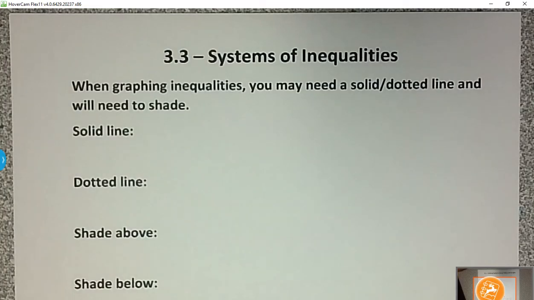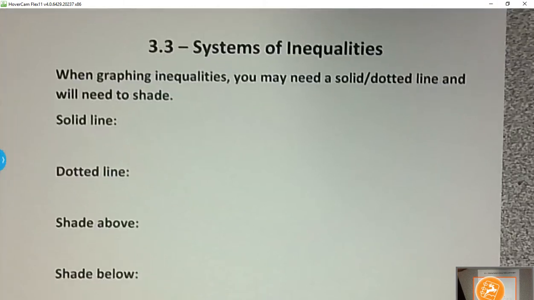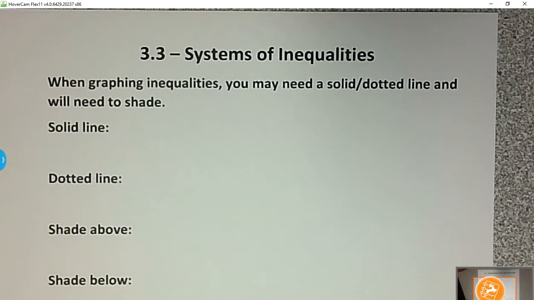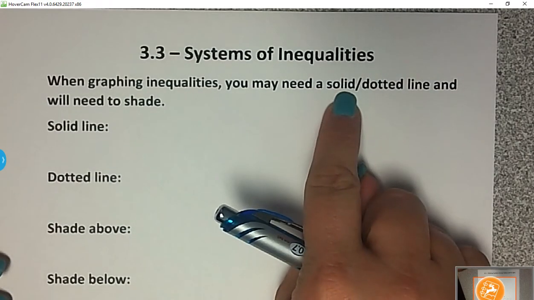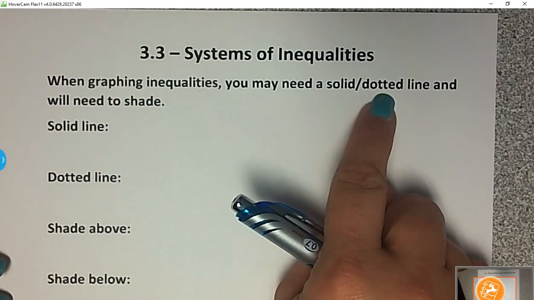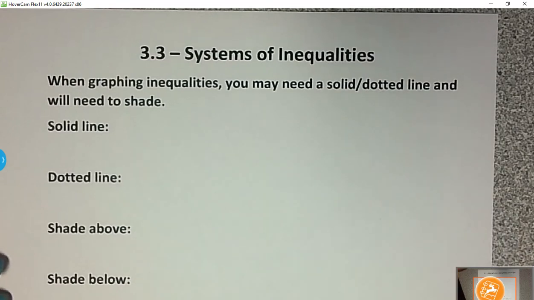All right, this is section 3.3 on systems of inequalities. Now, graphing systems of inequalities is just like graphing systems of equations. You just graph each line individually. But sometimes you're going to need a solid or a dotted line, and you're always going to need to shade when it's an inequality. So here's what you need to know.